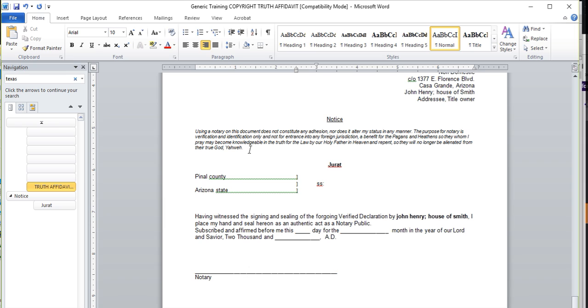And I like that, quite frankly. I put it in some of my documents. It depends on what I'm doing, okay? But I definitely use that sometimes.